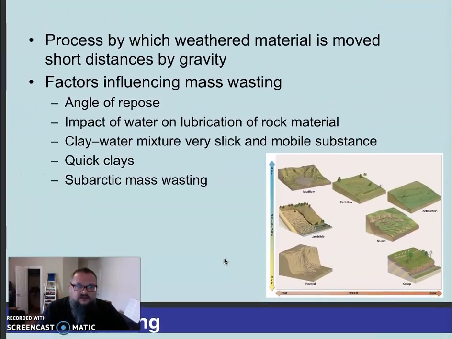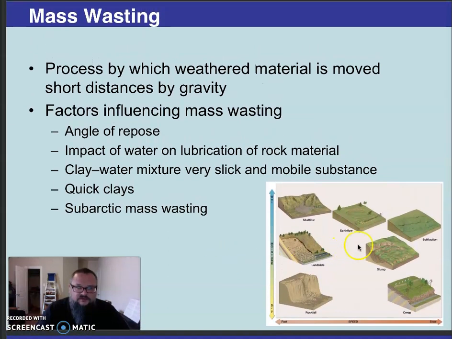So as I go through these four mass wasting types, what I want you to do is refer back to this chart right here. This chart is a good way to conceptualize mass wastings. We're going to talk about falls, slides, flows, and creep, and all of those are represented here. There are even earth flows and mud flows. We're just going to talk about flows in general. We're just going to talk about slides in general.